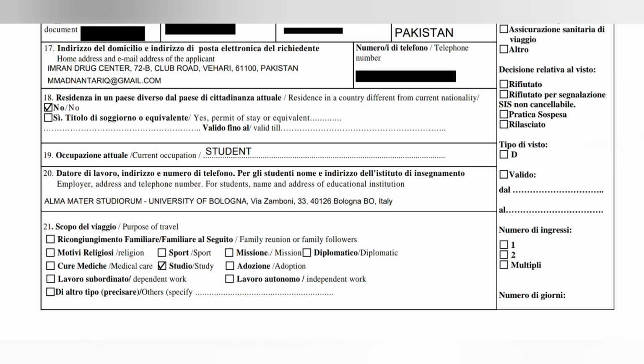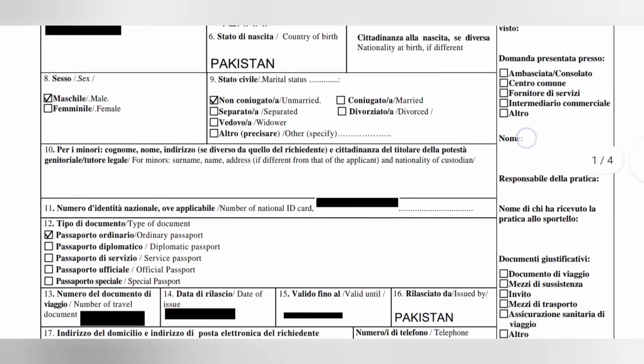Residence in a country different from current nationality. Most probably no. If yes, then you can write details about it. Current occupation, student. You have to write student because you are applying for a study visa. So then the address of your university in Italy. His was University of Bologna, so he wrote its address. And then the purpose of travel, study. Here it's studio, study.